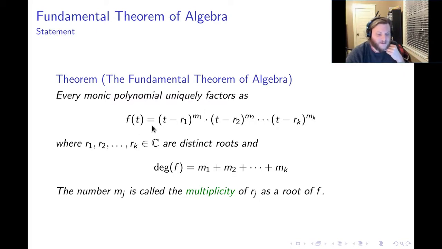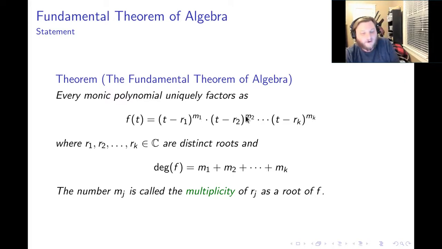The polynomial is equal to a product of a bunch of terms, where the first term is t minus r1 raised to the m1. The next term is t minus r2 raised to the m2. And then we keep going until we get to t minus r sub k raised to the mk. So every polynomial factors like this, where r1 up to rk are the distinct roots of the polynomial, and the powers that occur in this factorization all add up to the degree of the polynomial.